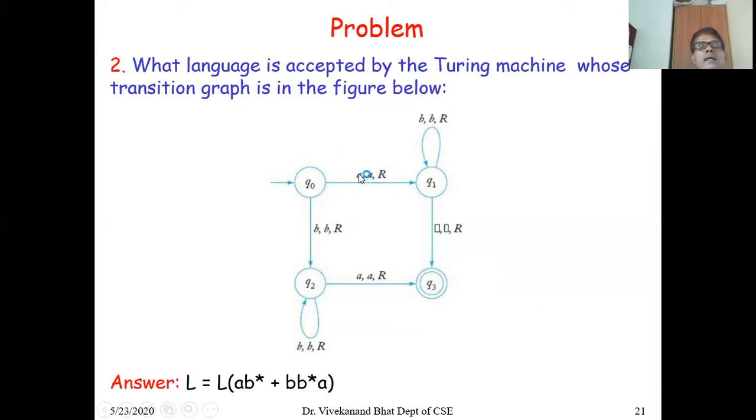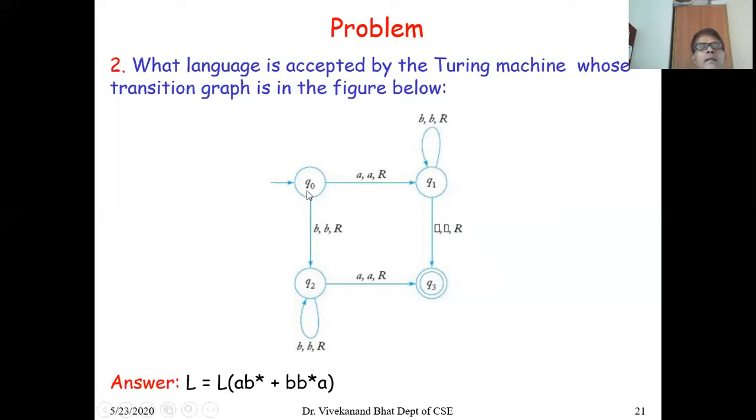So the Turing machine will read A, replace A by A, move right, and change the state to Q1. And in Q1, it will replace B by B and move right. When it comes to the end, it will replace blank by blank, move right, and enter the final state. So this will be represented by A B star.